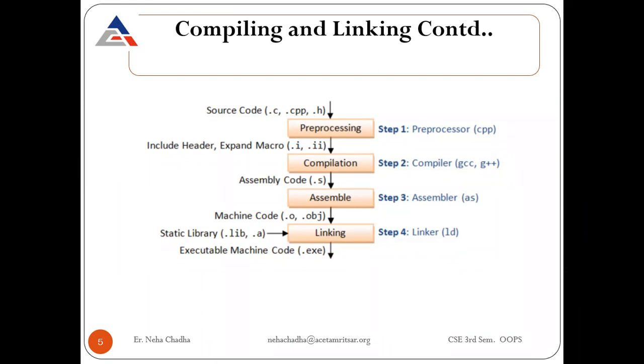As you can see, the first step is pre-processing, then compilation. That means when you compile your program, the assembly language code will run, converting your compiled language into assembly language. Then there is a conversion into machine language code because the computer can understand only machine language. Then there is linking where your exe file will get created.